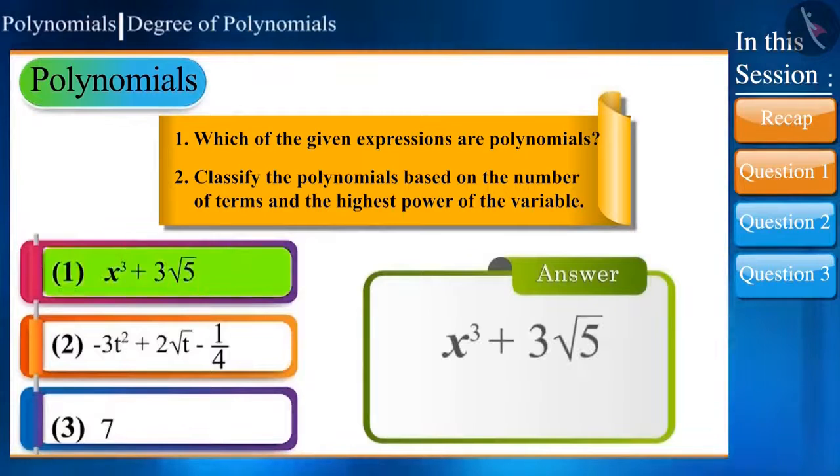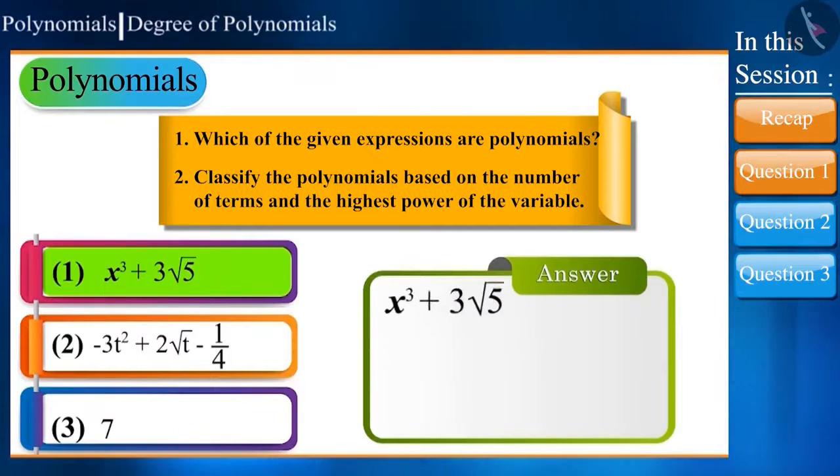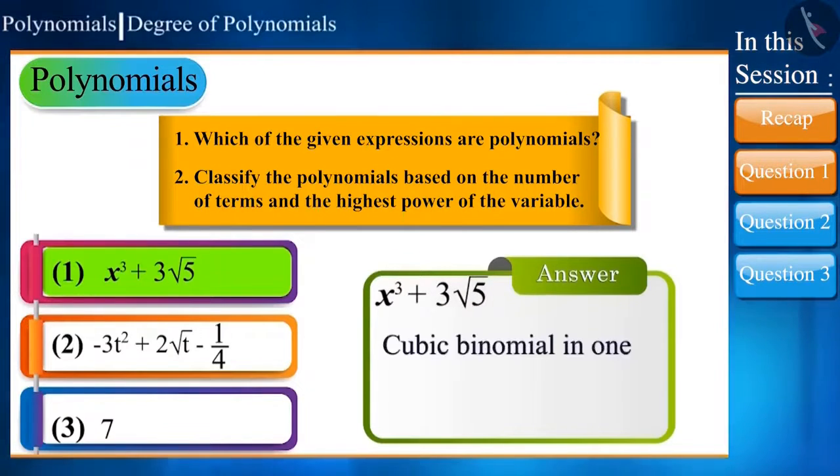The first expression, x to the power of 3 plus 3 to the square root of 5, has only a single variable x, whose highest power is 3. And there are two terms, x to the power of 3 and 3 to the square root of 5. This means it is a cubic binomial in one variable.